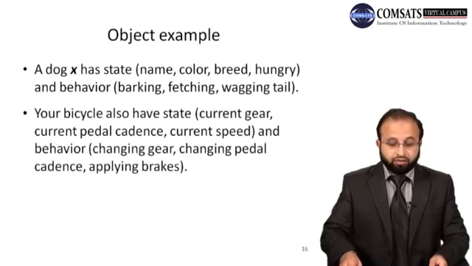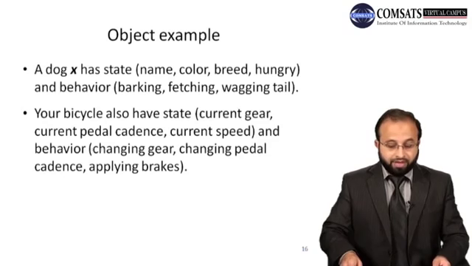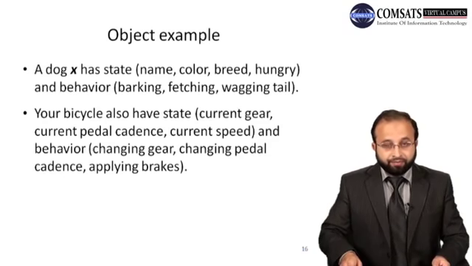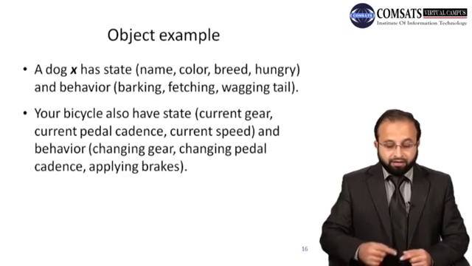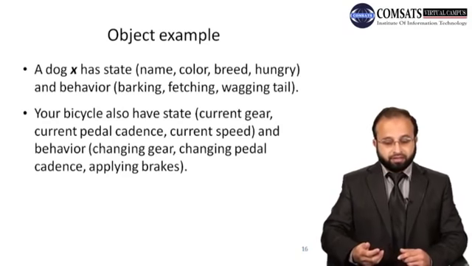Your bicycle also has states. For example, current gear, current pedal cadence, current speed, and behaviors: changing gear, changing pedal cadence, and applying brakes. So this is a behavior or a characteristic of a bicycle.